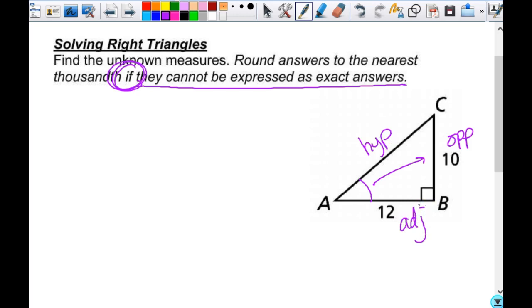So, angle A. I don't know what the hypotenuse is. Even if I had found that already, if I don't have to use it, I'm not going to use it. You always want to use what they give you, right? So, I have opposite and adjacent. Which trig ratio uses opposite and adjacent? Tangent. Okay, so it's the tangent of what? Of A. Tangent of A equals opposite, which is 10, over the adjacent, which is 12.